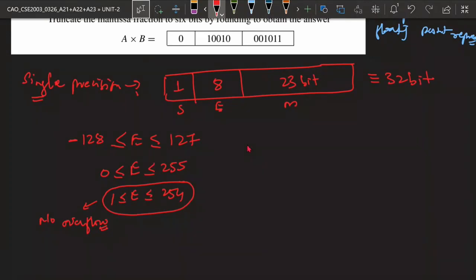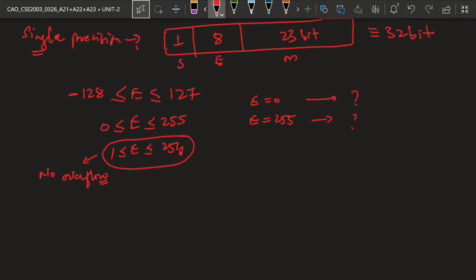We have already seen what the numbers are when the exponent is 0 and when the exponent is 255. You can just go through the PPT that I have shared, in which it is given. So the basic generalized numbers will have exponent between 1 to 254.